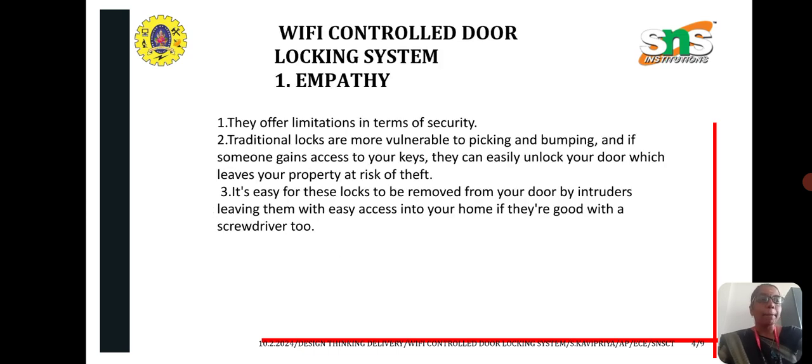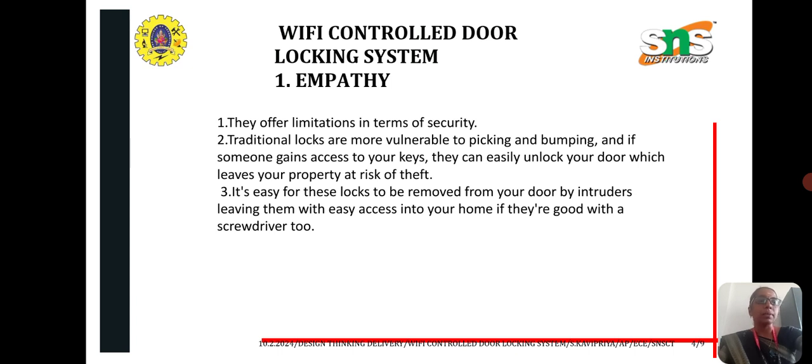Now we're going to apply these 5 stages in a locking system. So the manual locking system, which we are using, has certain drawbacks. So first stage is empathy. Under empathy, we'll be finding out what are all the drawbacks or what are all the issues that are faced by the people due to this locking system.